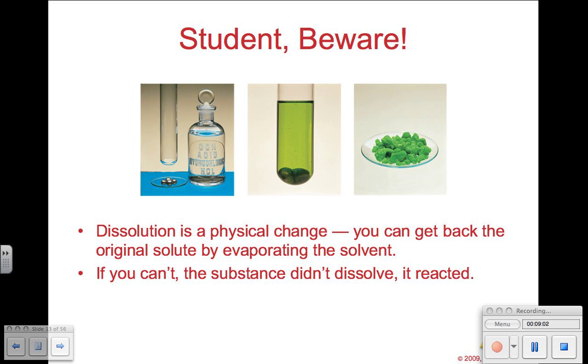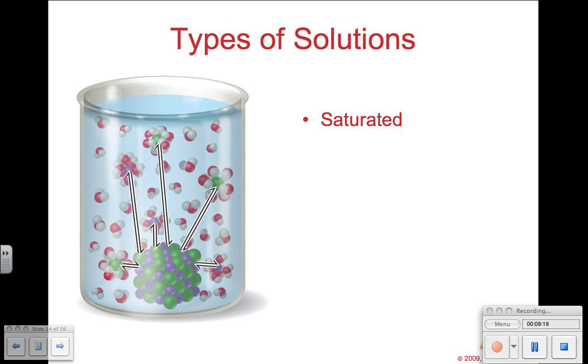So when you take table salt and dissolve it in water, that is dissolving because if I evaporate off the water, table salt comes back. It's identical to what I put in. So that's just something you need to be careful of when considering this.